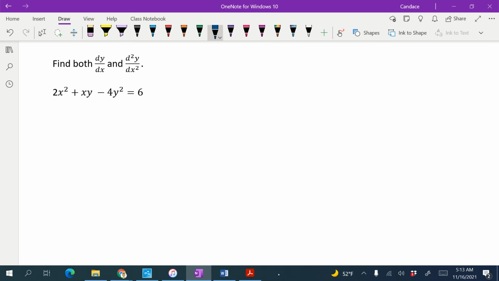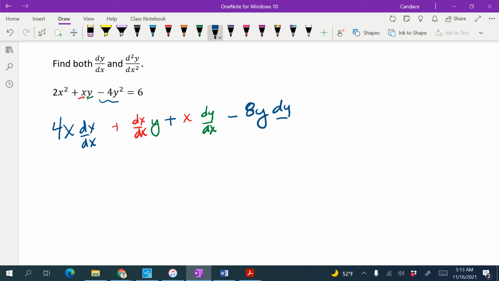So the derivative of 2x squared would be 4x dx/dx. Then I notice in the middle here, it looks like I've got a product rule, so I've got my red and my green. The derivative of my red would be dx/dx. I keep the green the way it is. I put an addition symbol in between. Then I keep the red the way it is and take the derivative of my green, which is dy/dx. And then finally, the derivative of negative 4y squared would be negative 8y dy/dx. And the derivative of 6 equals 0.